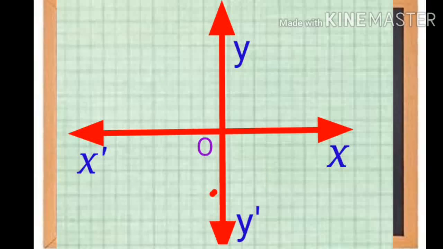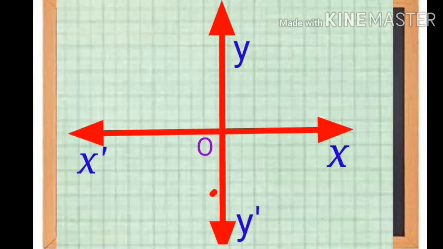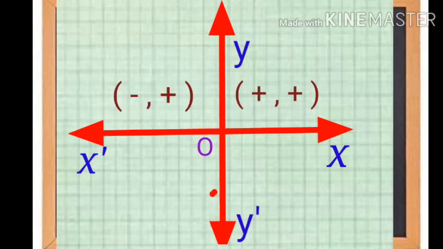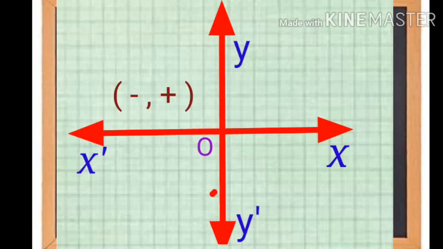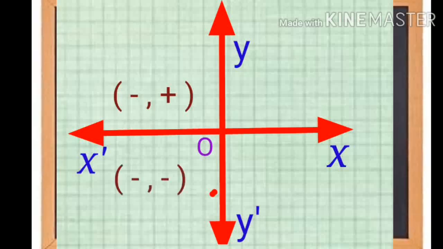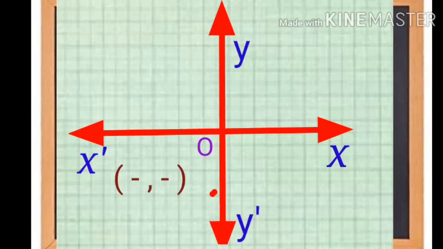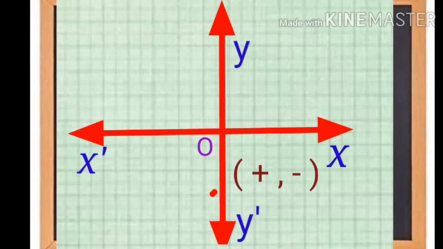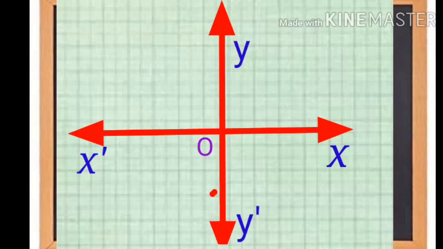In the first quadrant, both x and y are positive. In the second quadrant, x is negative, y is positive. In the third quadrant, x is negative, y is also negative. In the fourth quadrant, x is positive and y is negative.